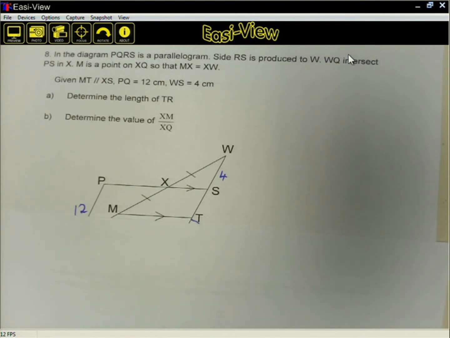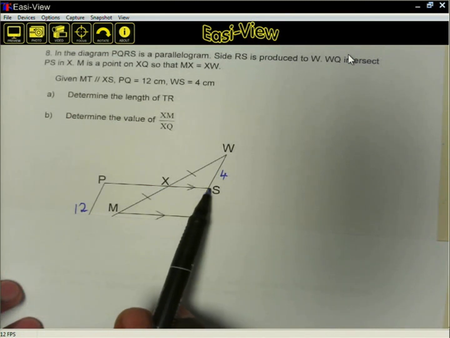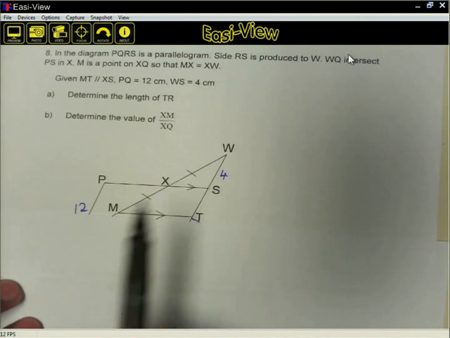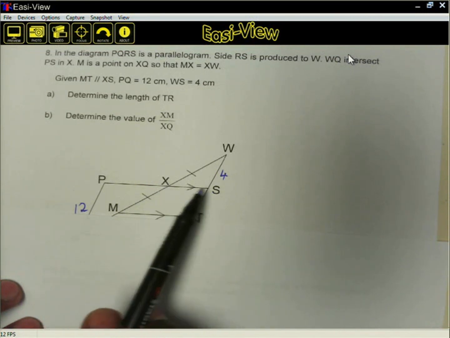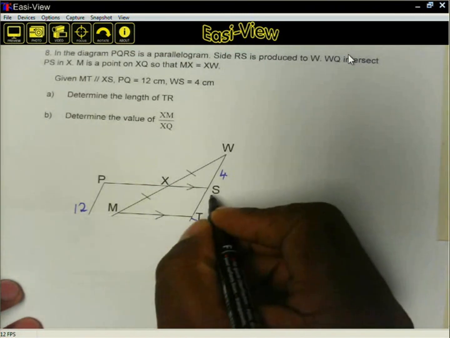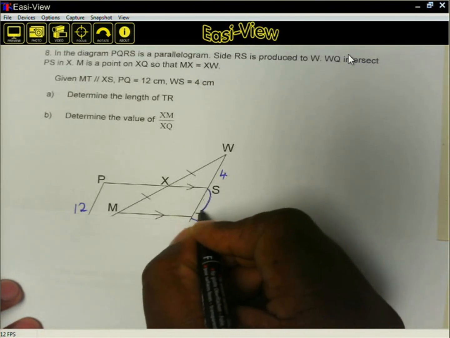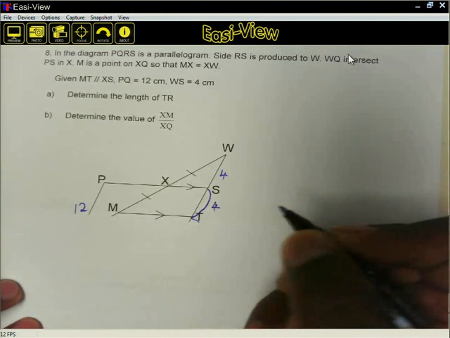The midpoint theorem from grade 10. If X is a midpoint, and XS is parallel to MT, then what does that mean? It means S is also the midpoint of the other side. What does that mean? It therefore means ST will also be equal to 4.